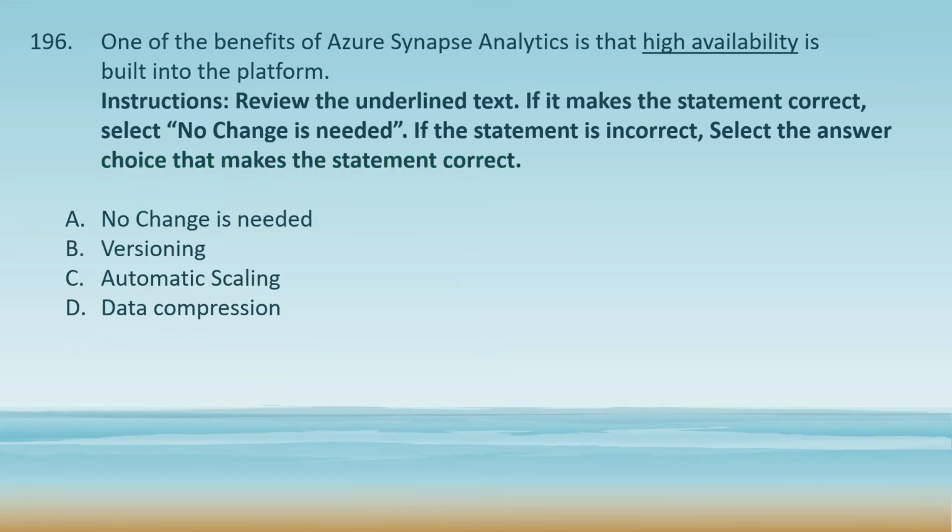Let's look at the next question. One of the benefits of Azure Synapse Analytics is that high availability is built into the platform. Then you have the instructions like one of the previous questions: review the underlined text. If it makes the statement correct, select no changes needed. If the statement is incorrect, select the answer choice that makes the statement correct. Your options here are no changes needed, versioning, automatic scaling, and data compression.